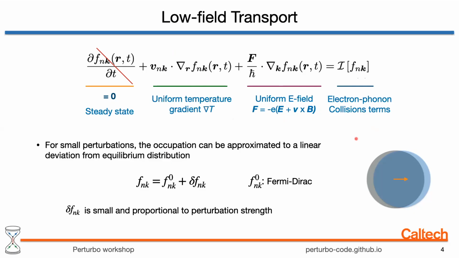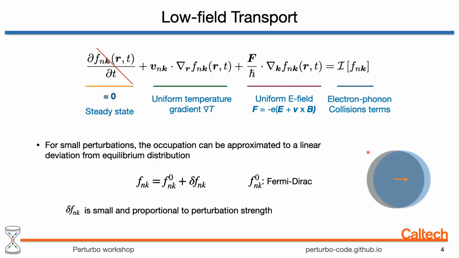Now, the next thing we do in order to solve this BTE is that we assume these perturbations to be relatively weak. And that means we can do a linear expansion in this occupation factor f. And what that means is that we take it to be described by its equilibrium distribution, which is, of course, the Fermi-Dirac distribution for electrons, as well as this small perturbation delta f, which is proportional to the perturbation strength.